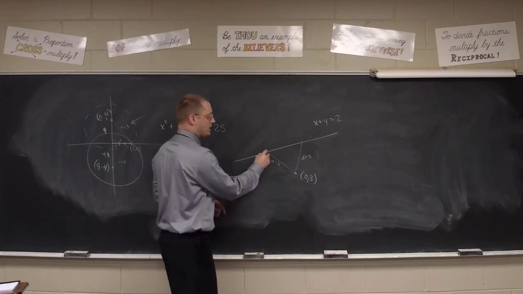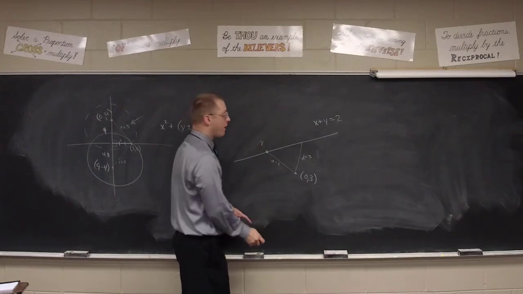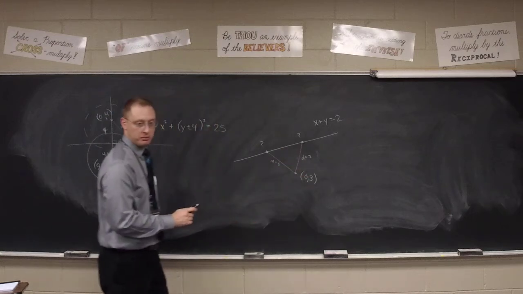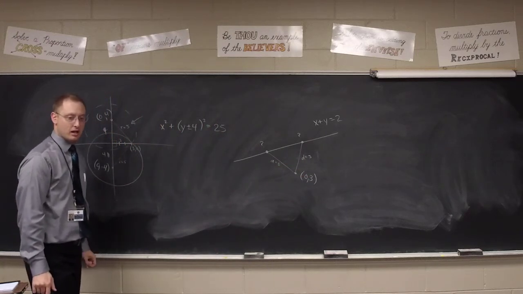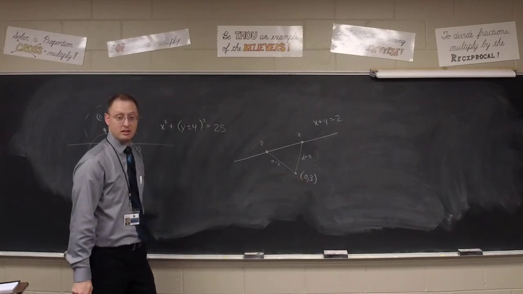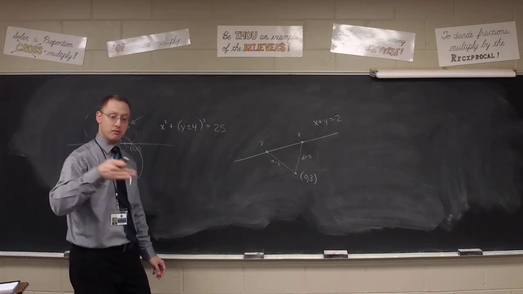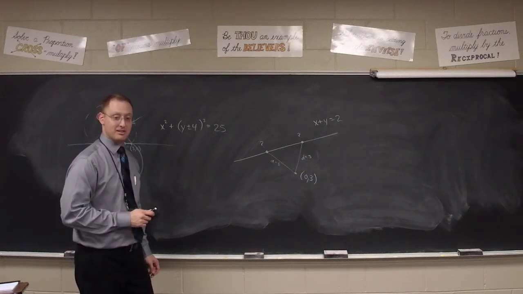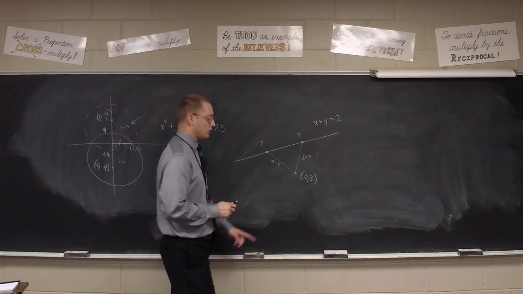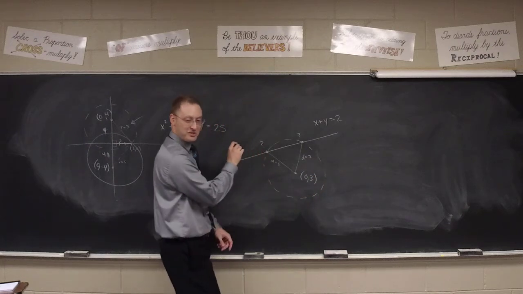I want a point here that's a distance of 5 from (0, 3), but there's got to be a second point on here that's also a distance of 5 from (0, 3). We have a given distance from a given point. What is the locus of points a given distance from a given point? A circle having the given point as center and the given distance as radius, right?